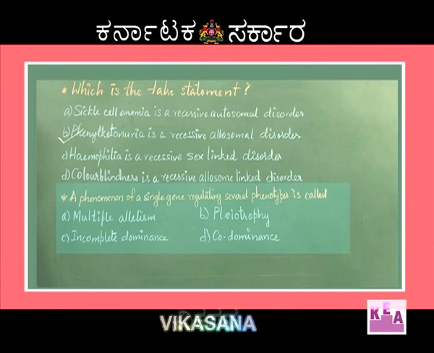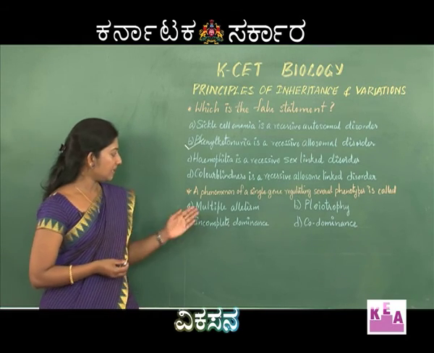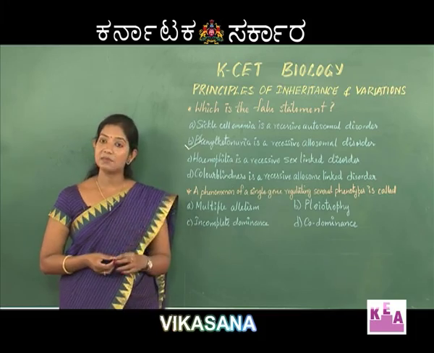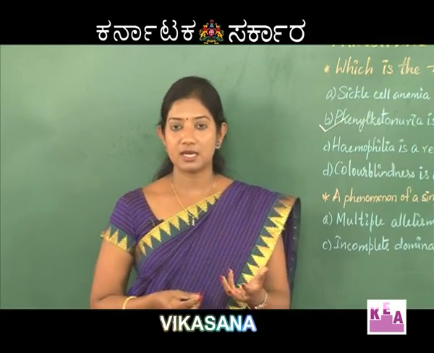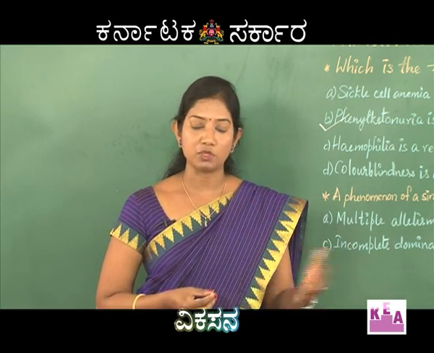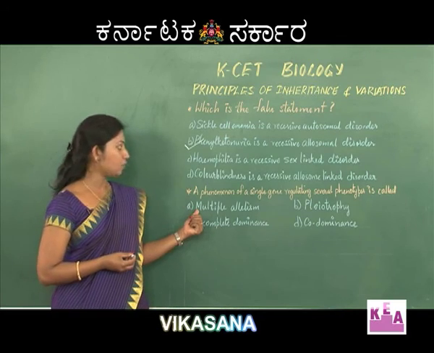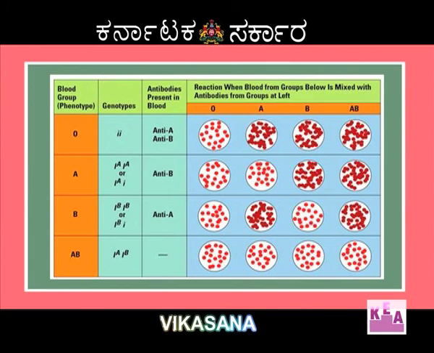Next, a phenomenon of a single gene regulating several phenotypes is called: options: multiple allelism, pleiotropy, incomplete dominance and codominance. Let me first define all these things. Multiple allelism is nothing but the existence or expression of a single gene in more than 2 alternative forms. We know blood group is the best example for multiple alleles.